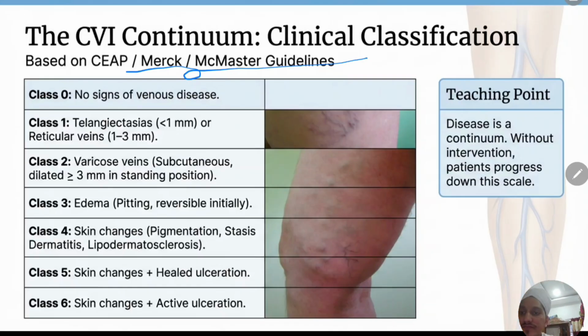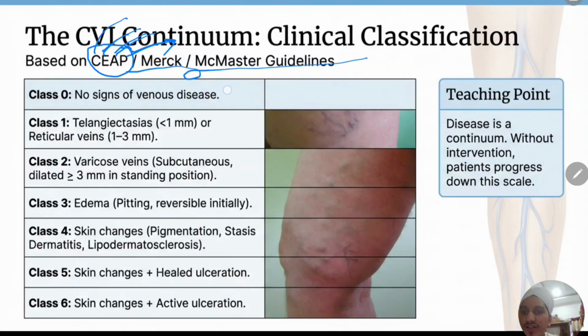So it is a continuum. CEAP classification is mainly used. What is CEAP? C for clinical features, E for etiology, A for anatomy, P for pathology. Mainly we use the clinical feature part of this CEAP classification.